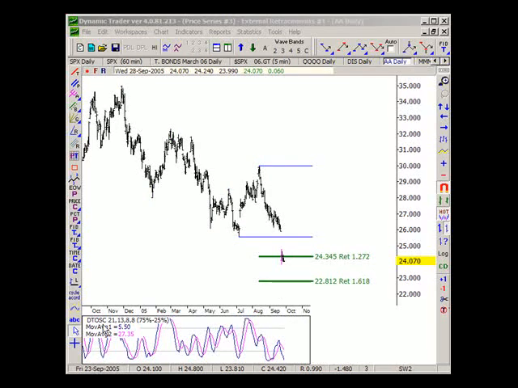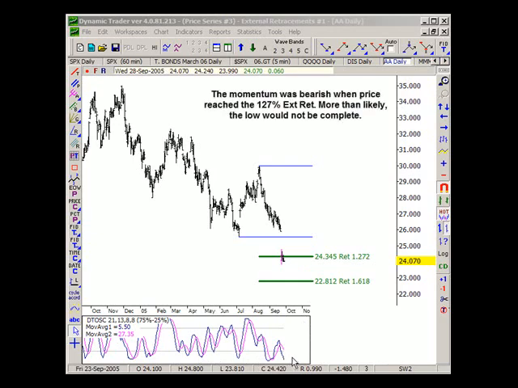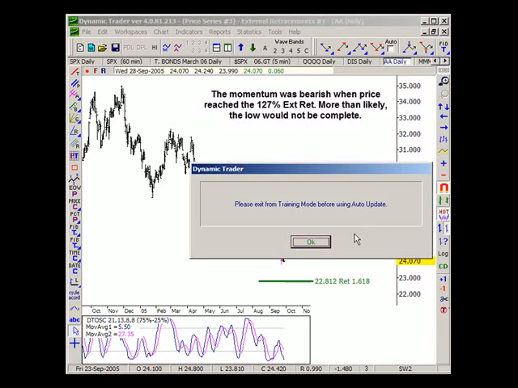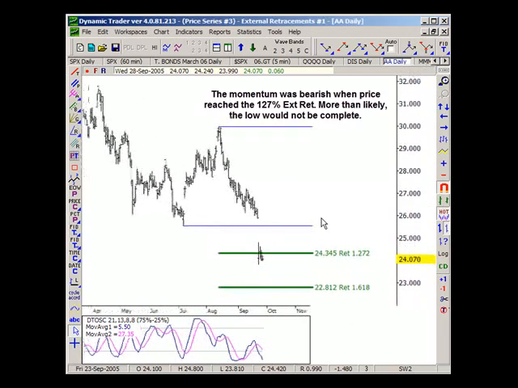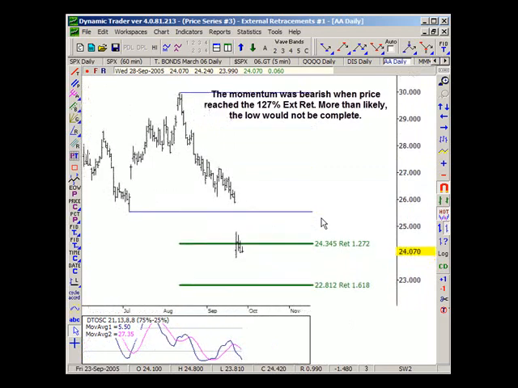Now I've got our DT oscillator momentum indicator up. And as of the time that this market reached the 127% external retracement, this momentum indicator was still bearish. And only one of the lines had reached the oversold zone. And usually we want both of them deep in the oversold zone. Just want to get the date out here. They need to both be in the oversold zone before the market is at or near a momentum low.